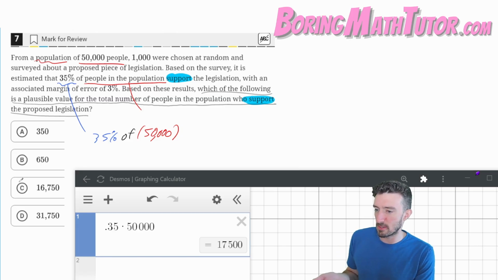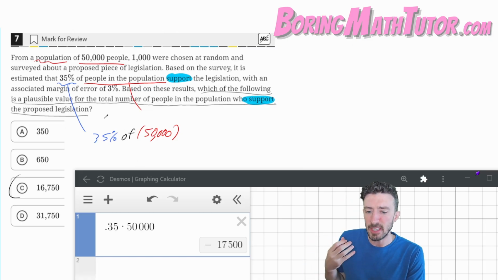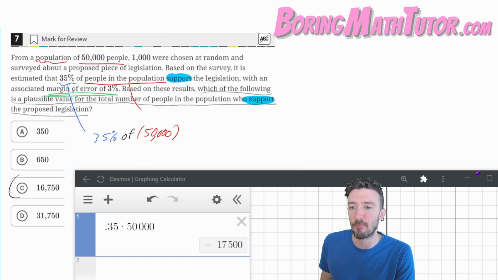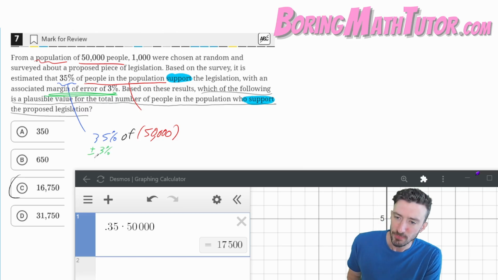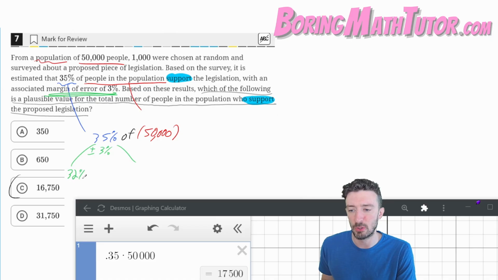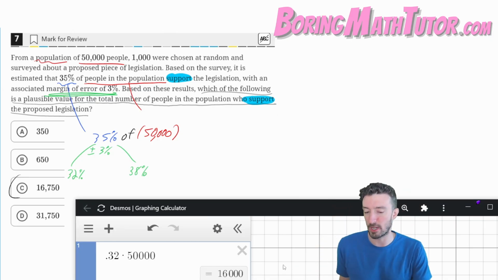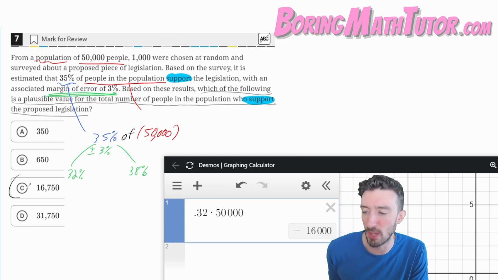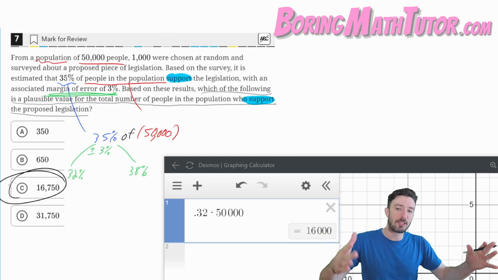And out of all these answer choices, only C looks like it's kind of close. Now, the reason why it's not the same number is because they said there's a margin of error of 3%. So that actually means you could be plus or minus 3% or somewhere in that range. So you could be between 32% or as high as 38%. So if we were to go down to 32%, we'd actually get down to 16,000, which is even lower than our answer. But our answer would fall within the right range. So that's it. Answer C.